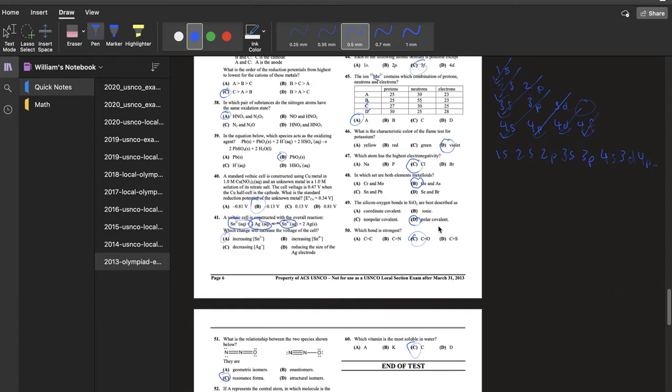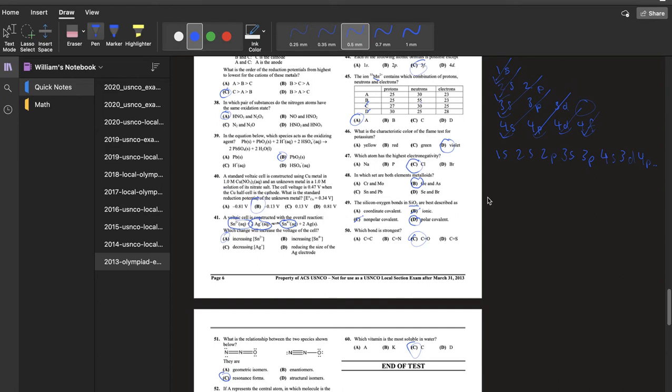Silicon oxygen bonds in silica are best described as... Okay, so we know it's not nonpolar covalent, and we know it's not ionic, because these are relatively close in electronegativities, but they're not the same, which eliminates both of them. So we're going in between coordinate and polar.